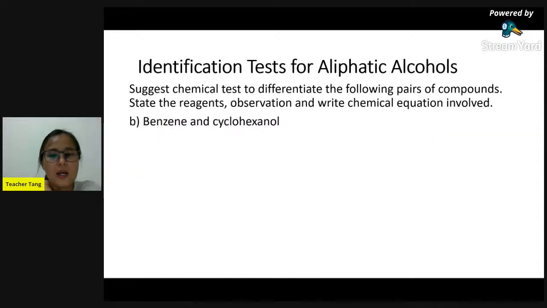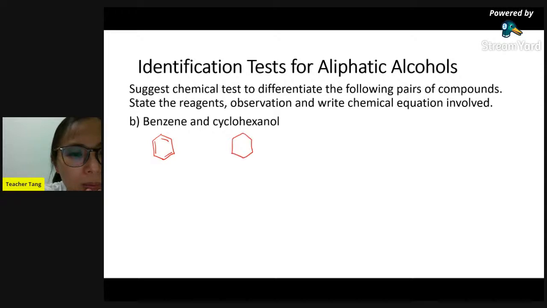Okay. So now we move on to look at the next example. So the next example, we have benzene. Benzene. And also cyclohexanol. So what chemical test we can use to differentiate them? So you learn Lucas test and also the Iodoform test. Iodoform test mesti mempunyai methyl carbinol group. Yang ni tak ada methyl carbinol group.